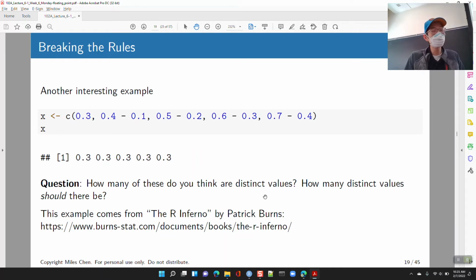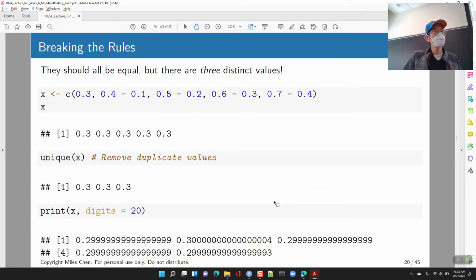And this is just a mystery, right? There's no way for you to just look at this and recognize instantly how many values there are. Okay, and so if I say how many values are unique out of these 5 things, 3 of them are unique. And I could ask, if I say digits equals 20, we can see there's 0.29999, and there's 0.30004, and then there's 0.2999993.